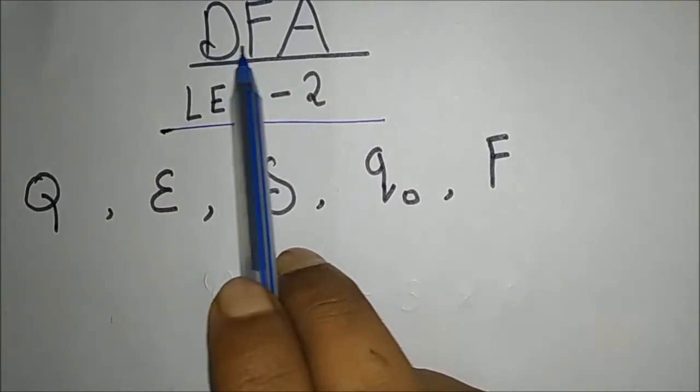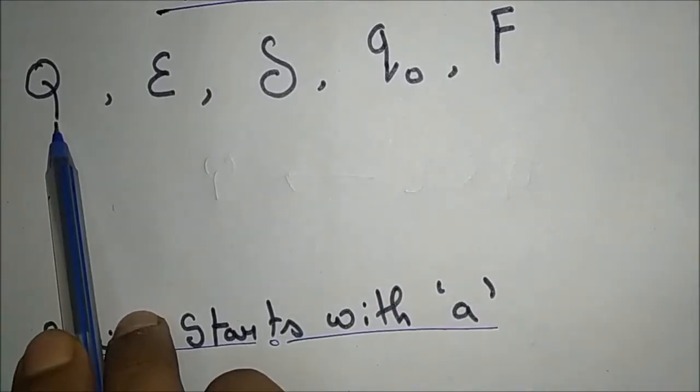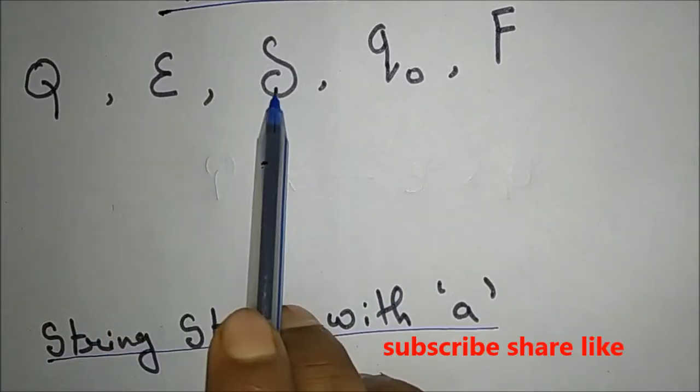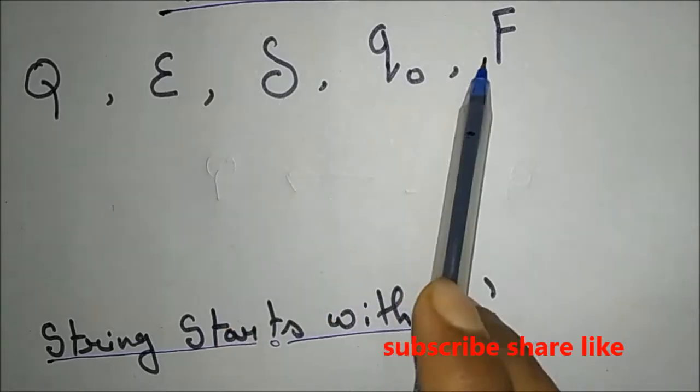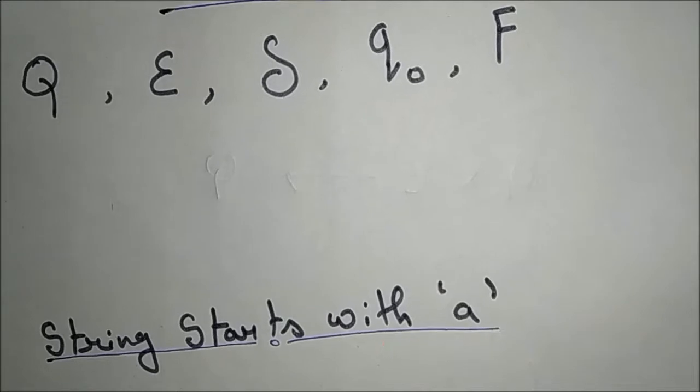DFA means Deterministic Finite Automata. See, in DFA there are 5 tuples: Q, Sigma, delta, Q0 and F. So what are these 5 tuples? We'll understand by this example.